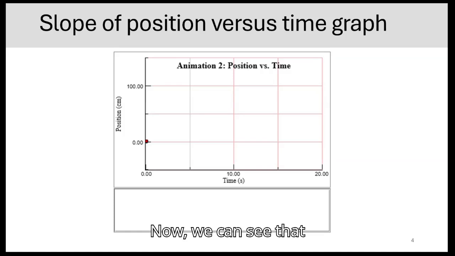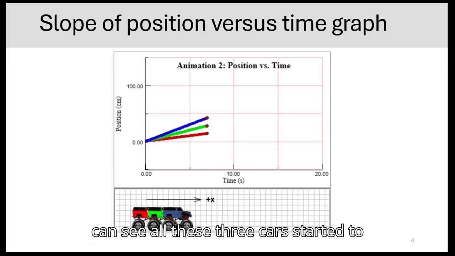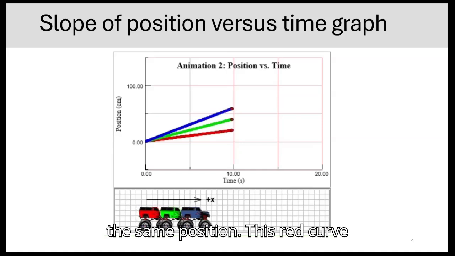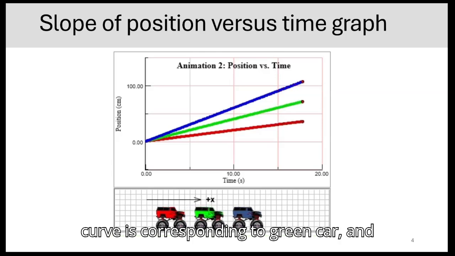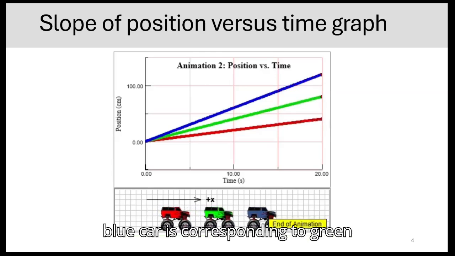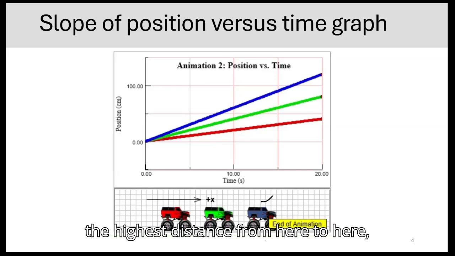Now we can see in this curve, in this animation, all three cars start at the same position. The red curve corresponds to the red car, the green curve to the green car, and the blue curve to the blue car.